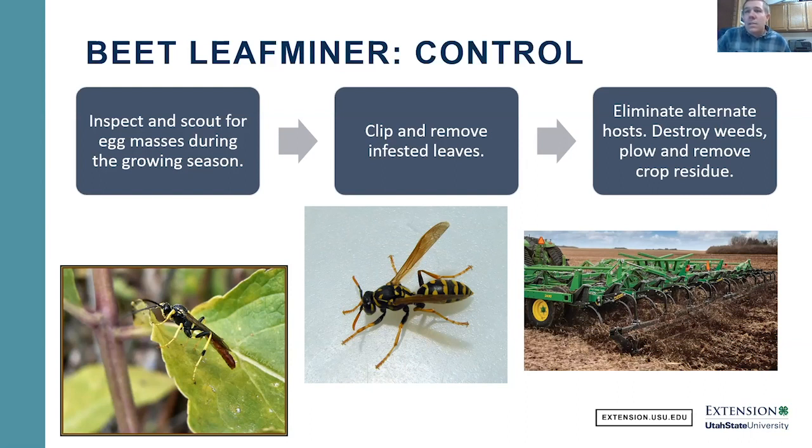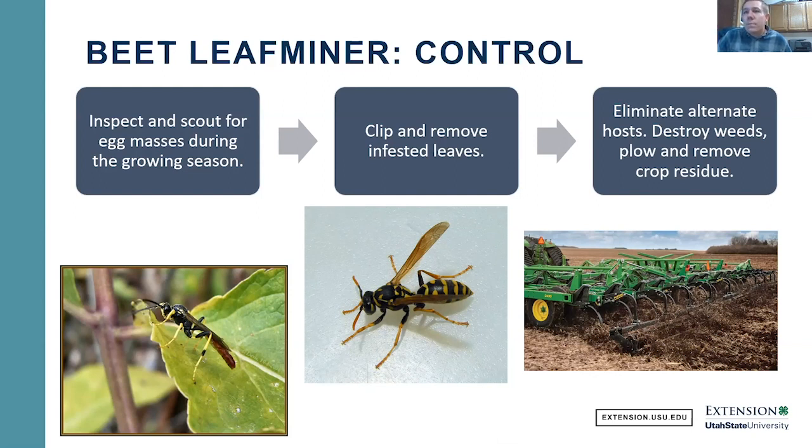As far as insecticides go with the beet leaf miner, you can kind of make it so that the adults don't lay their eggs, but it's really hard to kill the larvae. And again, I would try your best to go with a low impact type of insecticide.